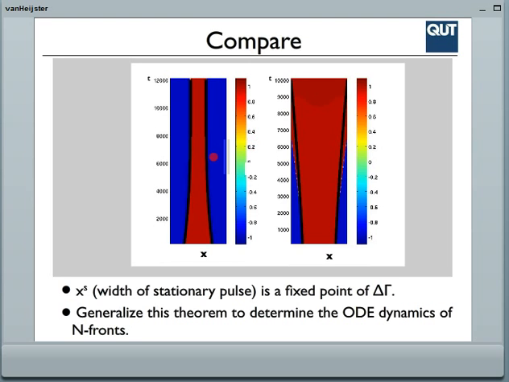I overlay the PDE simulation, which are the blue ones, and the red ones, with this ODE, which is the black line. And if we go inside, we see they coincide.